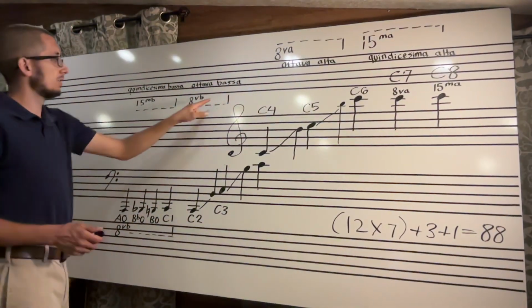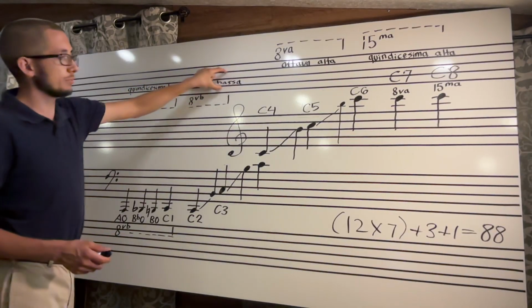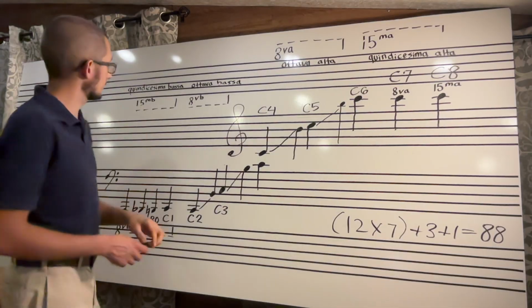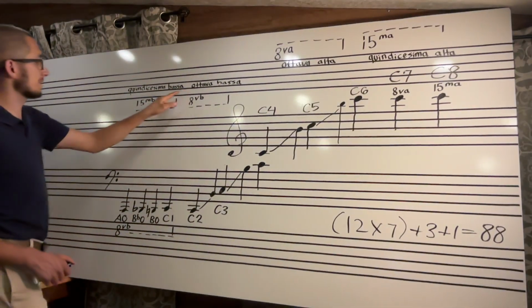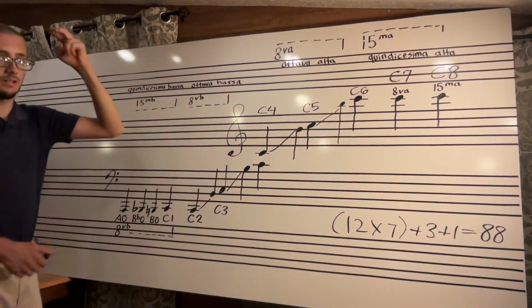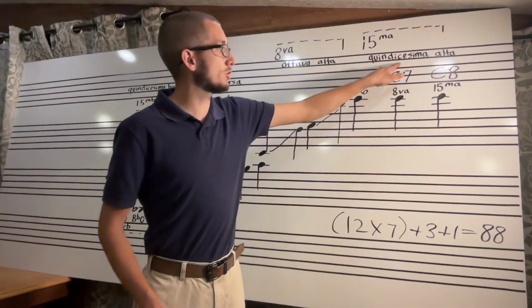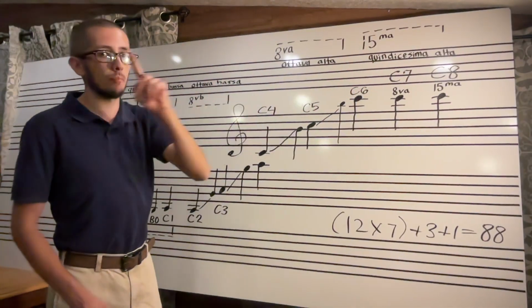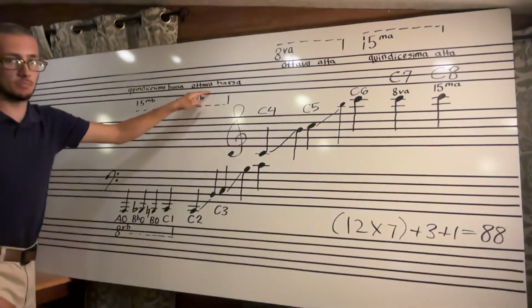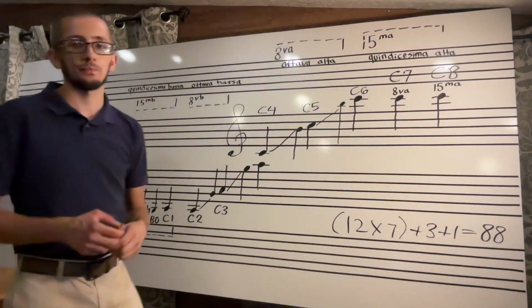Ottava bassa means that you play the notes above this symbol down 1 octave. Quindecima bassa means you play whatever notes are written above this symbol down 2 octaves. So this symbol means play up 2 octaves. That means play up 1 octave. This means play down 1 octave. And this means play down 2 octaves.